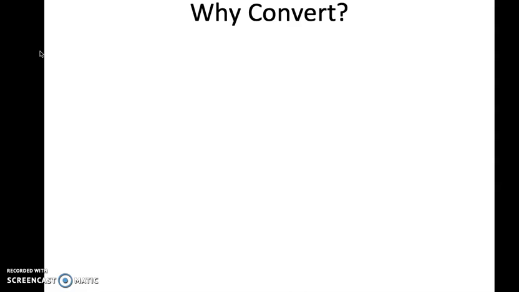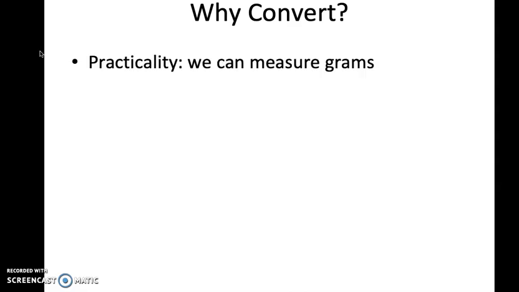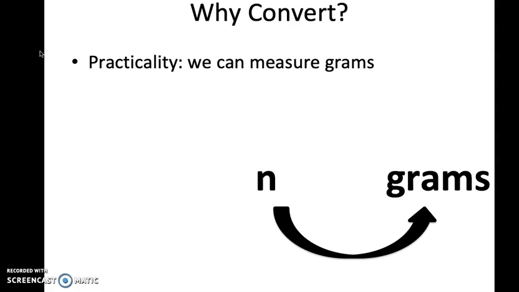So why are we converting? Why would we do more conversion factors? It's all about practicality. We can use grams, but we can't really use moles in the lab, okay? So when we have n, and you should recognize n as moles, and we want to go to grams, how are we going to get there? Well, we're going to set up a conversion factor, okay?